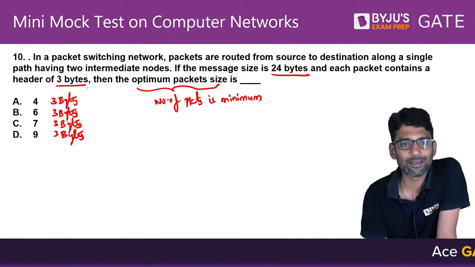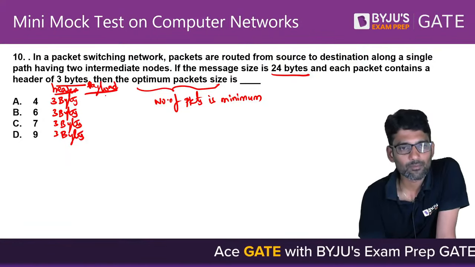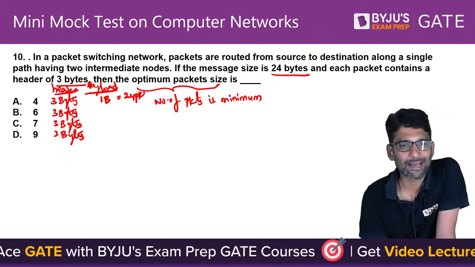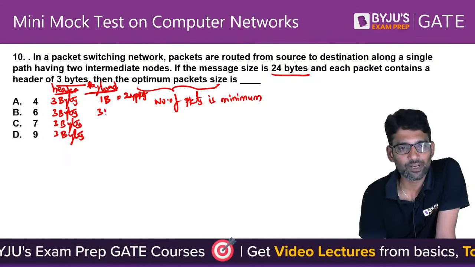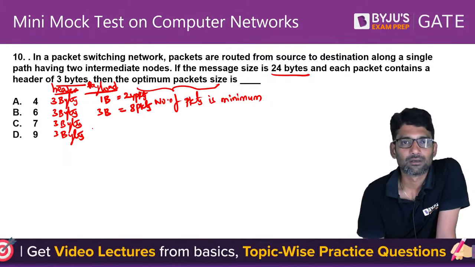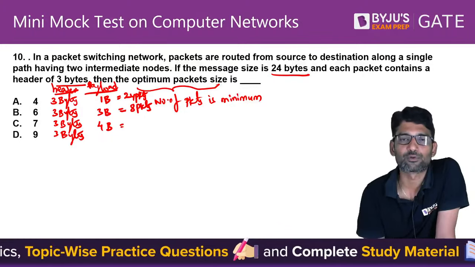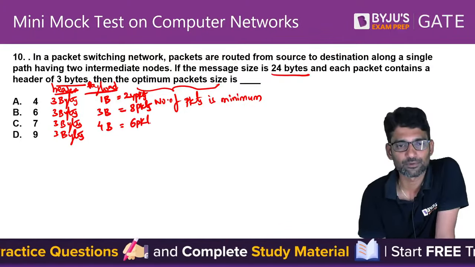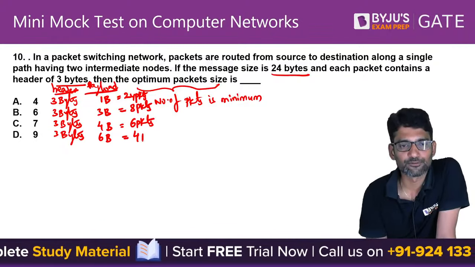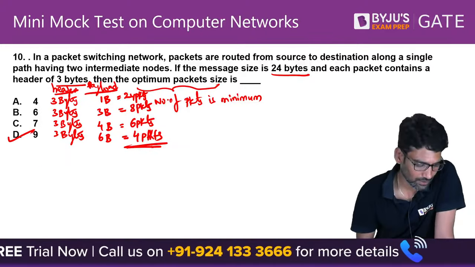How many bytes of payload you can have if you choose 1 byte of payload? That means 24 packets you have to send. Here 3 bytes of payload, that means 8 packets for 24 bytes. And if you take 7, 4 bytes of payload in every packet, so for 24 by 4, 6 packets. And if you choose 9, 6 bytes payload, you have to send 4 packets. So which is minimum? 4 packets is minimum. Hence the answer is option D, 9.